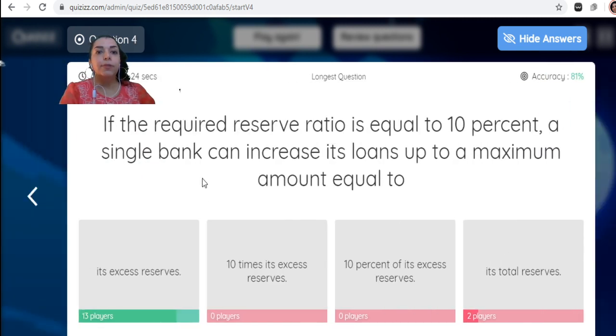And the last question: if the required reserve ratio is equal to 10%, a single bank can increase its loan up to a maximum equal to, of course, only the excess reserve. The required reserve has to be put aside before the bank can loan out its excess reserve. So the total amount of the loan is equal to the excess reserve.